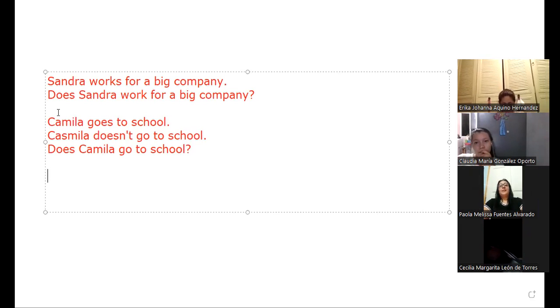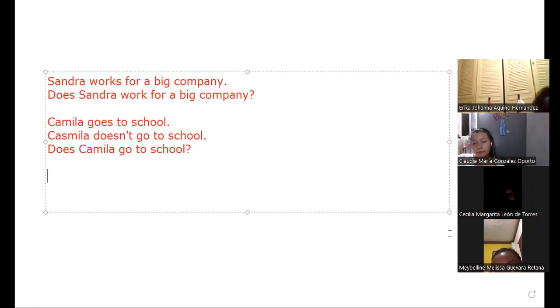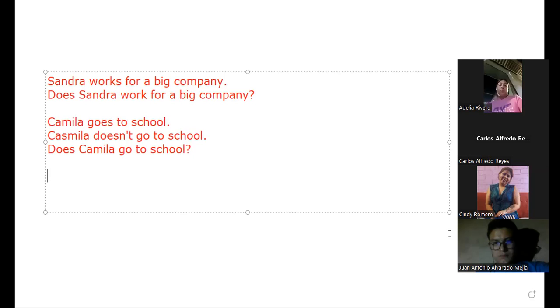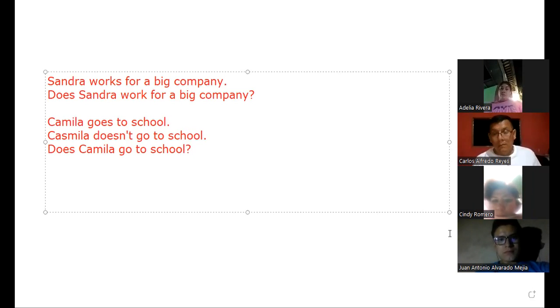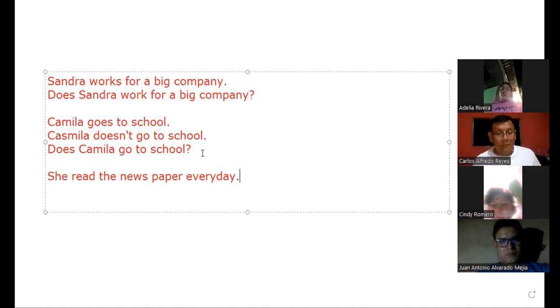Paola, Melissa? It's affirmative. She read the newspaper every day. Okay. Ella lee el periódico cada día. Okay, very good. Vamos a ver. She read the newspaper. Hold on. Is this the right way to write read, the affirmative, on the third person? Read lleva esa S, teacher. Sí.